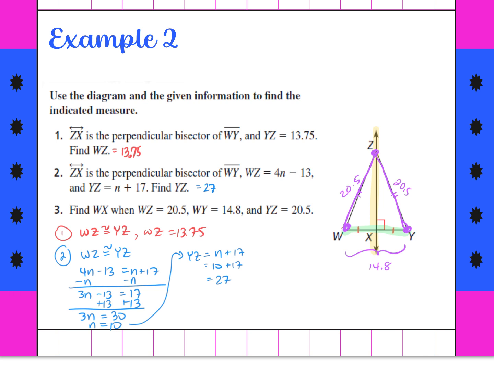And what that means is I know that these two pieces, this little section here and this little section here, are congruent. If the whole side is 14.8, I know if I divide it by 2, I'm going to get the length of each half. So I know it's 7.4. So this piece here is 7.4 and this piece here is 7.4. And since they're asking me for WX, I know that WX, which is this piece right here, is 7.4.